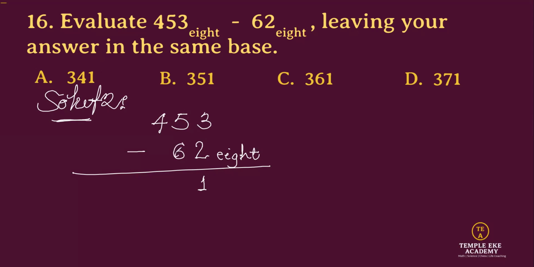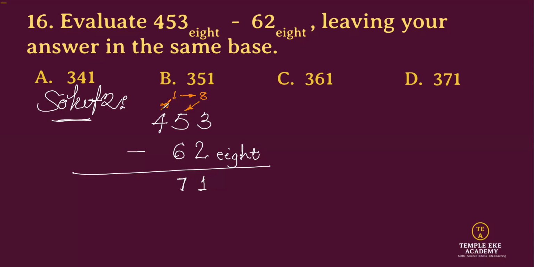5 minus 6 cannot happen, but we force it to happen by borrowing 1 from here. Now we borrow 1 from 4, and that 1 translates into the base, 8. That 8 must then be added to 5. The 8 is from the base. 8 plus 5 gives us 13. Now 13 minus 6 gives us 7.